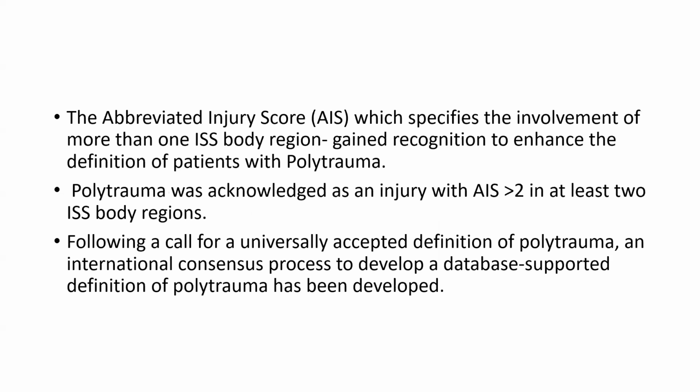So the abbreviated injury score, which specifies the involvement of more than one injury severity score body region, gained recognition to enhance the definition of the patient with polytrauma. So polytrauma was acknowledged as an injury with an abbreviated injury score of more than 2 in at least two ISS body regions. Following a call for a universally accepted definition of polytrauma, an international consensus process to develop a database-supported definition of polytrauma has been developed.